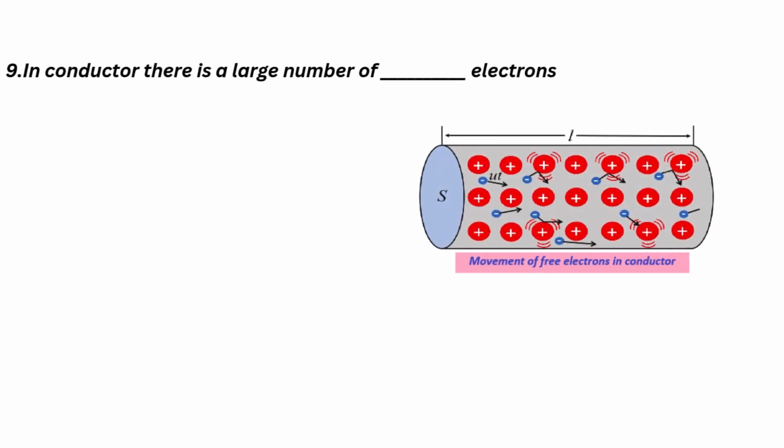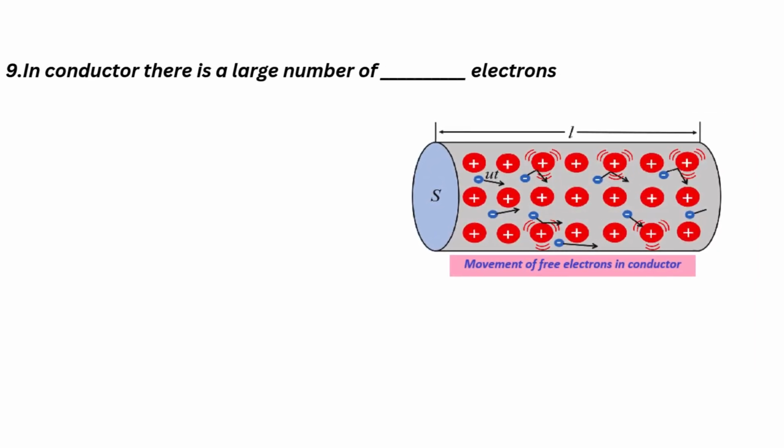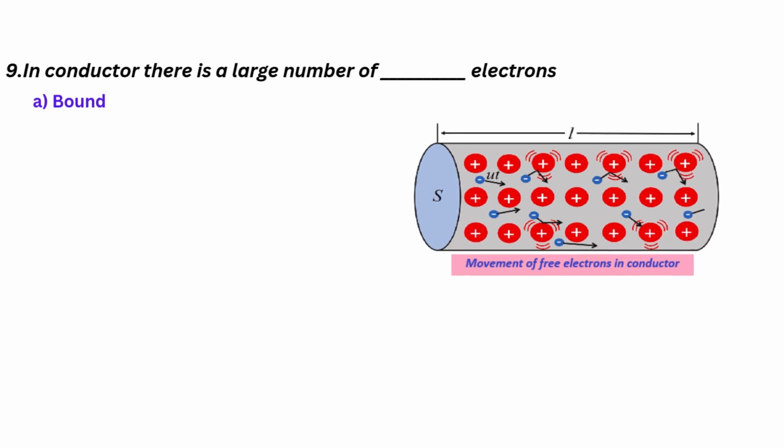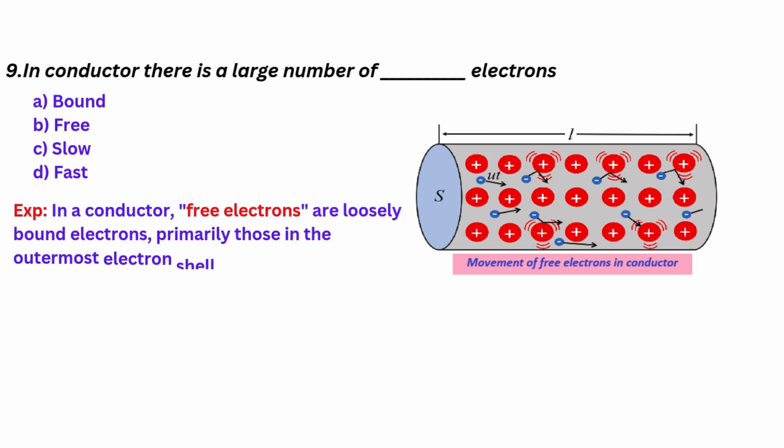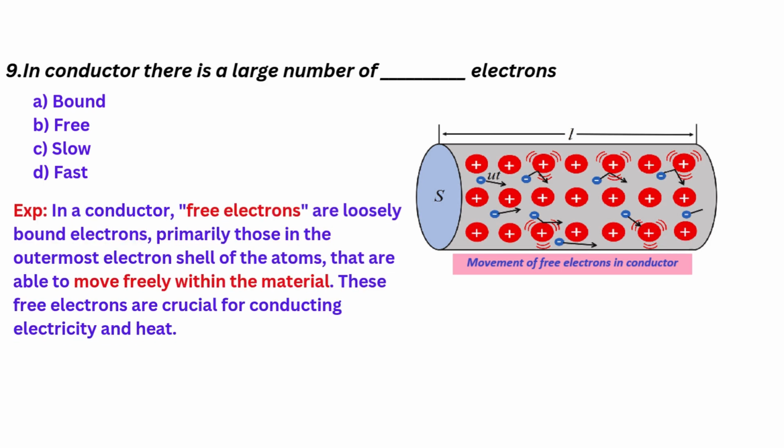In conductors, there is a large number of dash electrons. In a conductor, the choices given are bound, free electron, slow electron, fast electron. The answer is: in a conductor, there is a large number of free electrons.